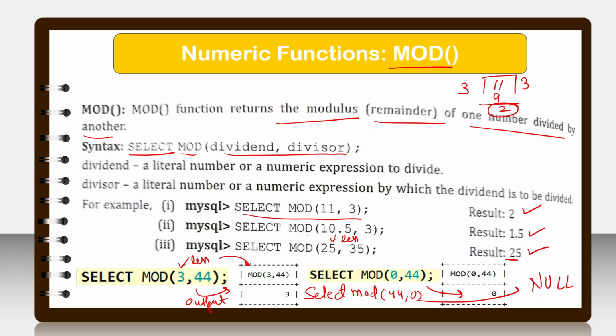You have to consider these cases because sometimes these types of questions can be asked, or you can execute them and cross check the answer. 0 comma any number, if we are taking mod, then we will get 0, and if 0 is in the divisor, then we will get null as an output. If the dividend is greater than the other number, then we will get the remainder, and if the dividend is less, then that dividend will be the output or remainder. So this is about the mod function.